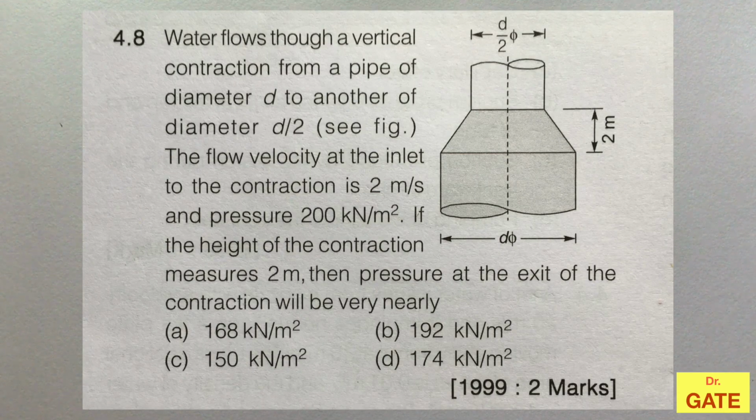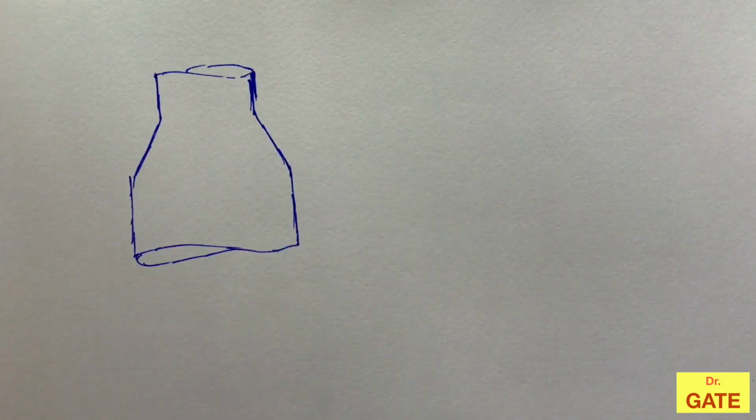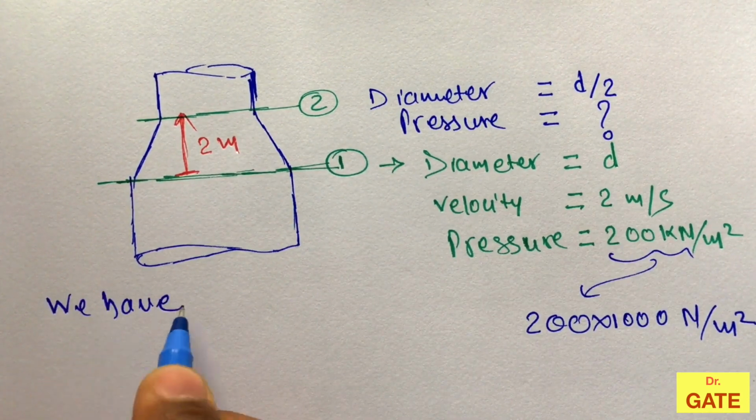Now let's solve one more numerical. Water flows through a vertical contraction from a pipe of diameter d to another of diameter d by 2. The flow velocity at the inlet to the contraction is 2 meters per second and pressure is 200 kN per meter square. If the height of the contraction measures 2 meters, then pressure at the exit of the contraction will be nearly, इस तरह का situation दिया गया है. We have to find P2.